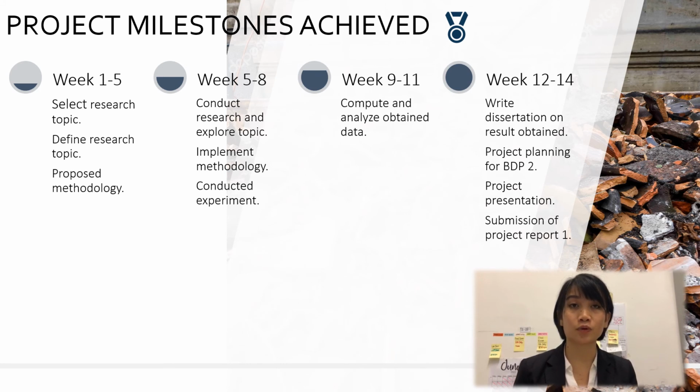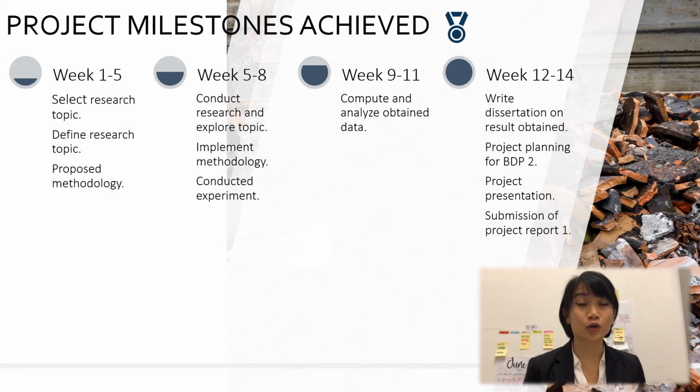To summarize this semester's progress, this is the project milestone that I have already achieved in 14 weeks. From the first week until the 5th week, I successfully selected a research topic, defined the topic and also proposed the methodology. Next, in the 5th to the 8th week, I successfully conducted the research and explored more about the topic by doing a literature review. And in the same duration, the 5th to 8th week, I successfully implemented the proposed methodology and conducted the experiment as I mentioned and showed in the earlier presentation.